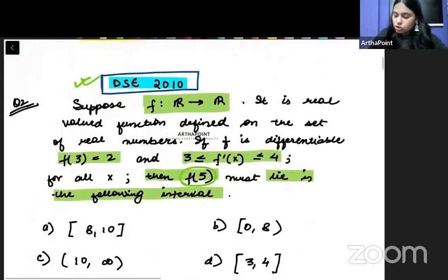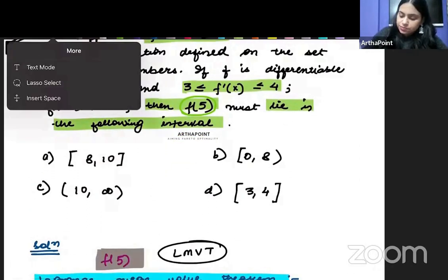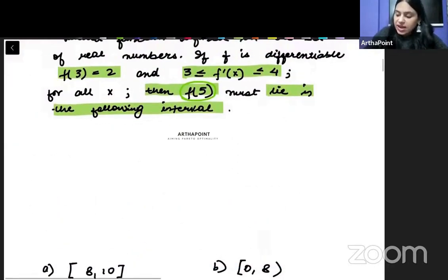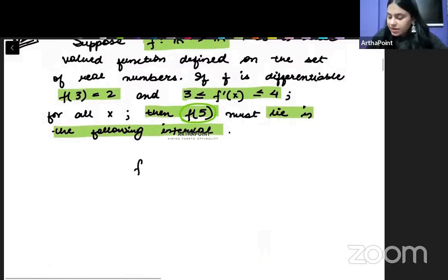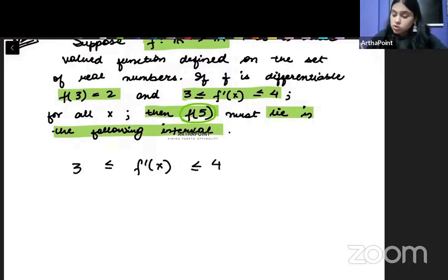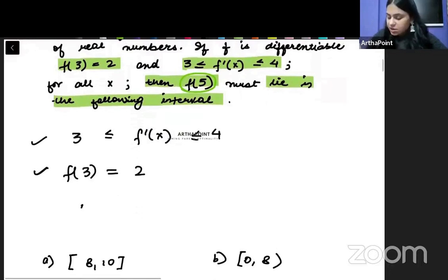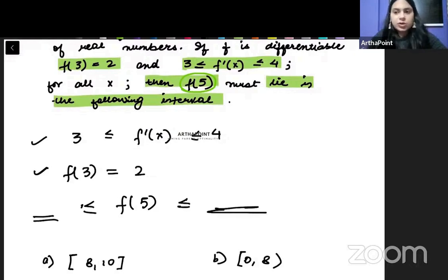बेटा अब वापस इस क्वेश्चन पे आ जाओ, देखो ध्यान से समझो बात को. Now, the question is telling me that f dash x is between 3 to 4. The question is also telling me that the value of the function at 3 is 2. And now the question is asking me to find what will be the interval of f of 5. This is what it is asking me.